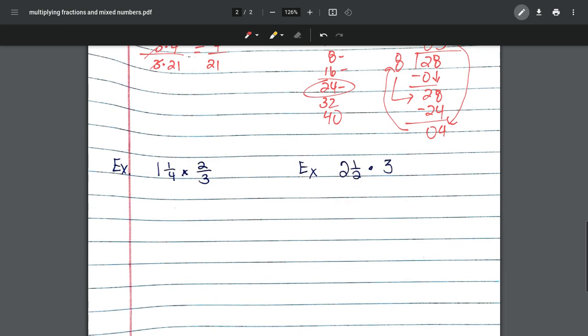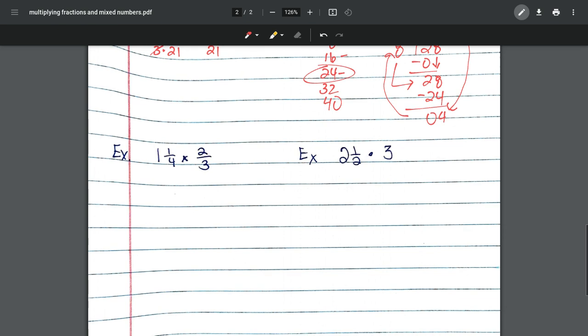All right, let's take a look at this next example. That's a mixed number, so I'm going to multiply. 4 times 1 is 4. Then I'm going to add that 1 at the top. 4 plus 1 is 5. So this is 5 over 4 times 2 over 3. And I can do top times top and get 10. And bottom times bottom and get 12.